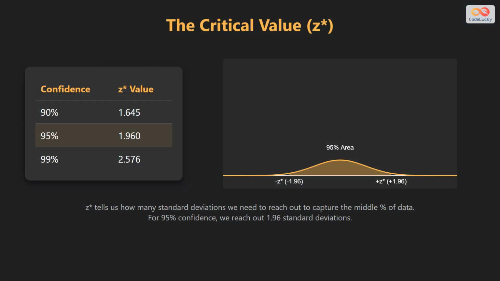Next is the critical value, Z star. This number comes from the standard normal distribution and determines our confidence level. For a 95% confidence interval, which is the most common, Z star is 1.96. This means we are reaching out almost 2 standard deviations to capture the true parameter.